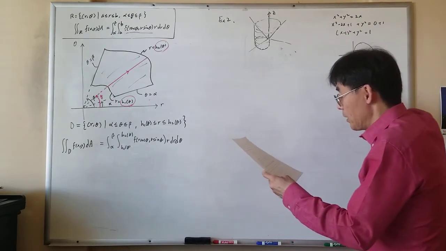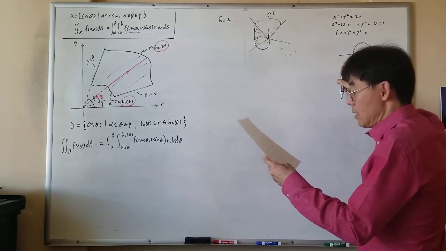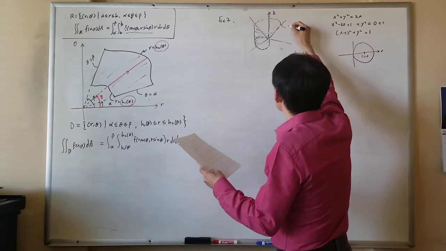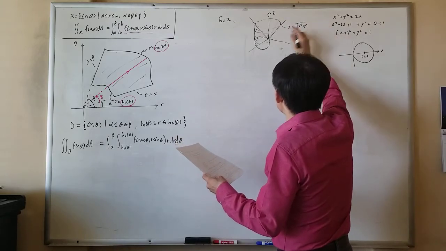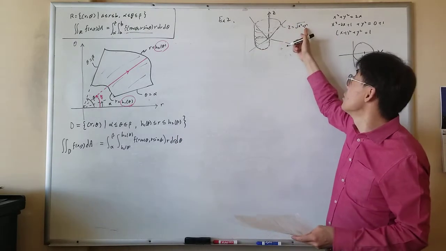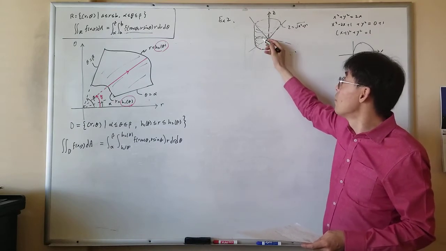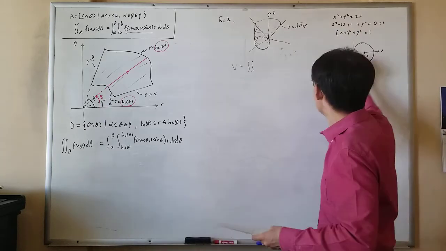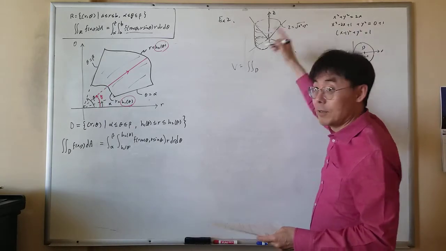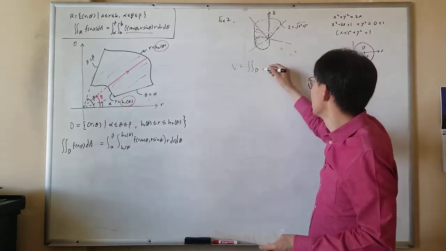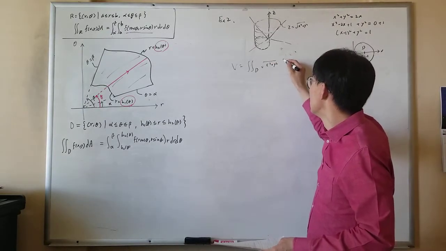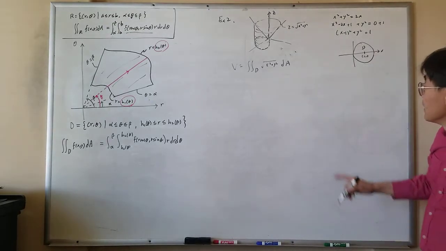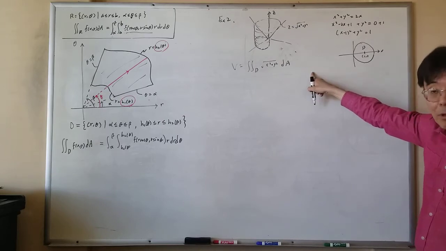So now, the volume of the solid. This one is z equals the square root of x squared plus y squared. The volume of this solid under this graph over this region means that the volume is just the double integral over D of the upper surface function. This is the volume, right? Now we want to write this one in polar coordinates.